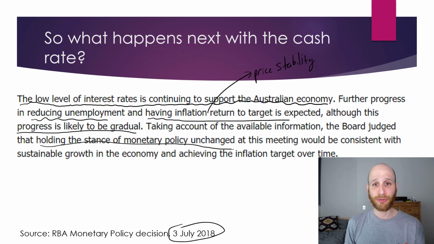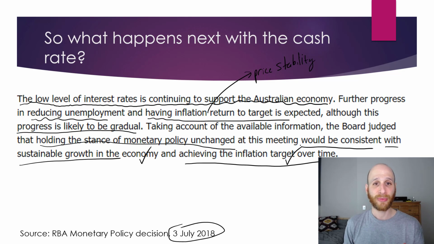Holding the stance of monetary policy unchanged would be consistent with sustainable growth in the economy, tick, and achieving the inflation target over time, tick. At the moment, the RBA is waiting and seeing. It's pretty happy with where the interest rate setting is, because it believes that unemployment will reduce further and then inflation will tick up again over time.